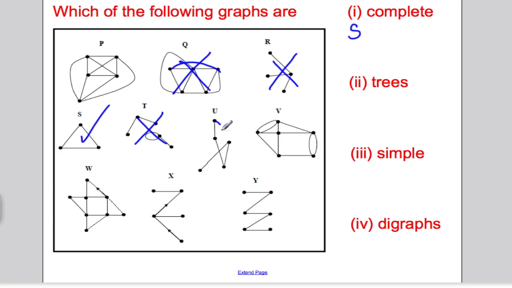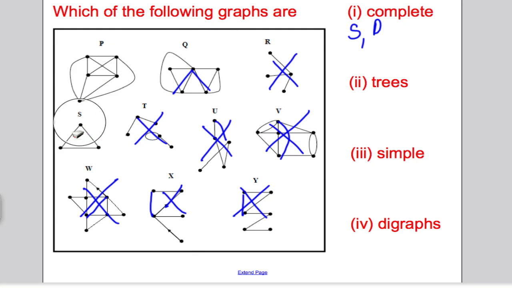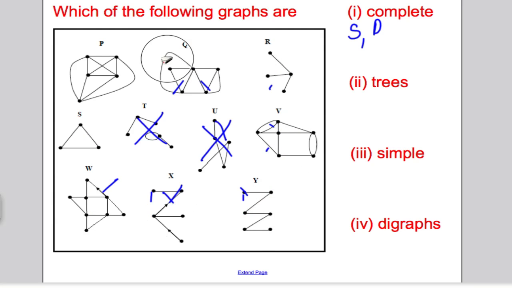No, that's not connected to there. What about here? No, because that's not connected to there directly. What about here? Well, no, that's not connected to there, so no. No, certainly not, that's not connected to there, and no, that's not connected to there. This is, so S and P end up being complete. And remember what we mean by complete. Every vertex is connected to every other one.